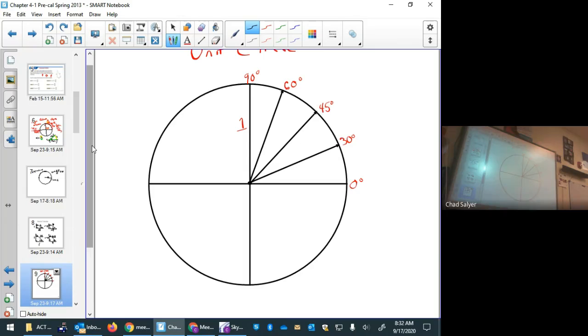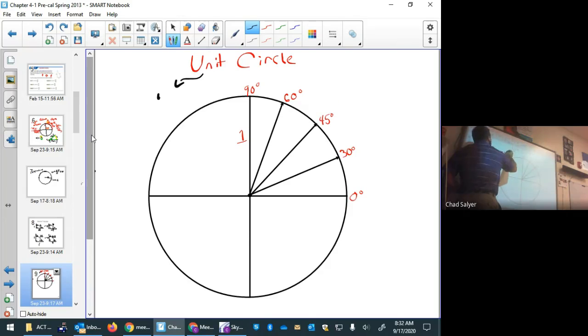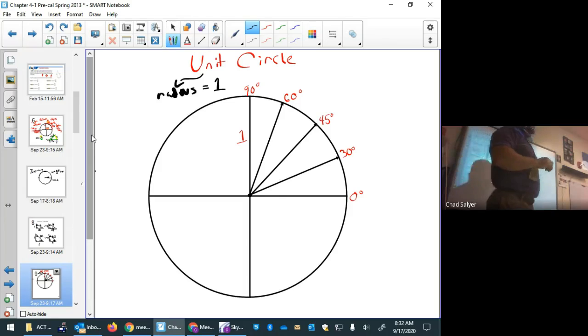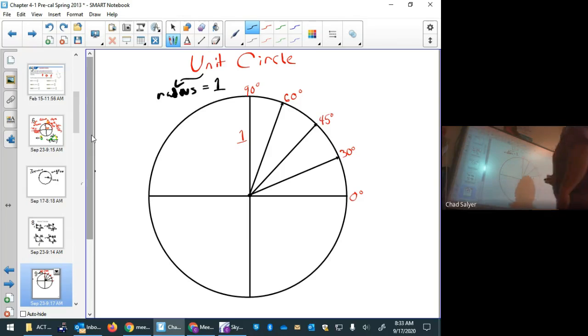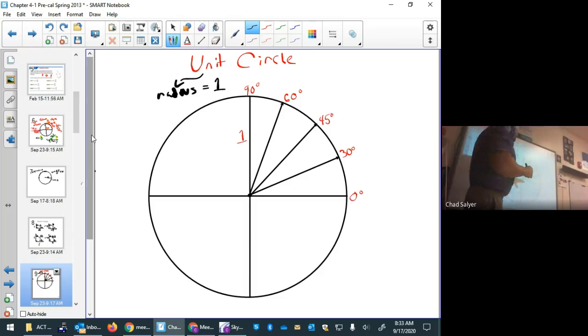So the definition of the unit circle, the reason why we call it the unit circle, is radius equals 1. So the unit circle means the radius is 1. And do you see how that makes our life easy? Because when we divide by the radius, we're just dividing by 1, and it's a trivial exercise. So the reason why we choose the unit circle is to make our lives easier. So what we're going to do is describe the sine and cosine of these common angles.